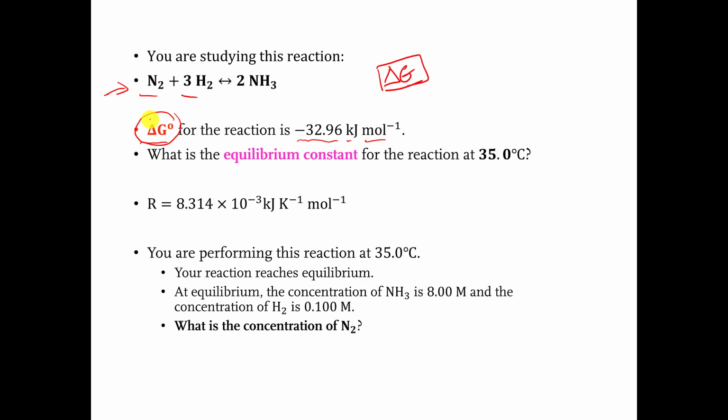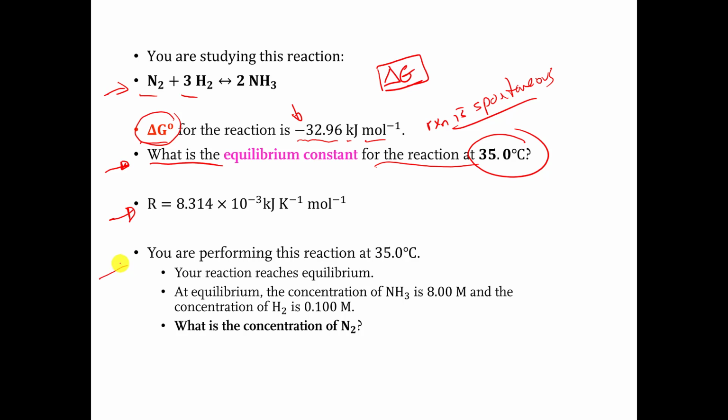Here we have the standard change in free energy. It is a negative number. That means the forward reaction is spontaneous under standard conditions. Those are the conditions that I mentioned in the previous video. First part of the question is, what is the equilibrium constant for the reaction when the temperature is 35 degrees Celsius? I tell you R.